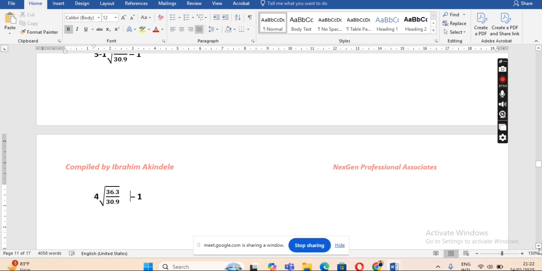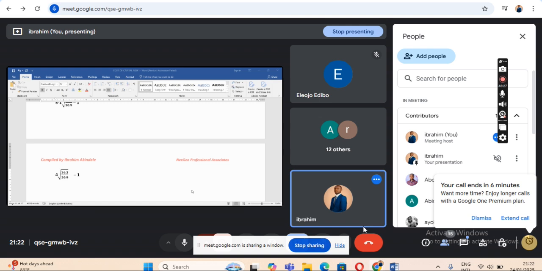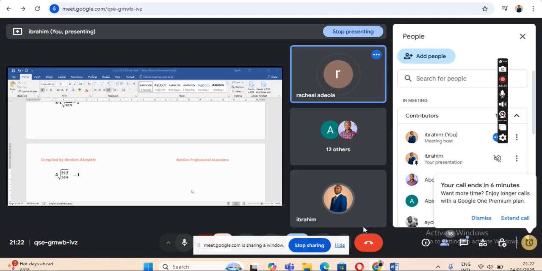Then you do the fourth root. When you want to do your fourth root, press your shift key, the fourth root of the division of 36.3 divided by 30.9. Then when you get your answer, you minus it from 1. Class, what is the figure? 4.1. 4.1%, right? That is the growth. Is that not so?